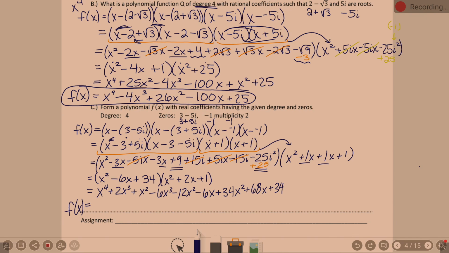Okay, what do we have here? X to the fourth stands alone. 2x cubed minus 6x cubed. 2 minus 6 is going to be minus 4x cubed. X squared, x squared minus 12x squared plus 34x squared. 1 minus 12 is negative 11 plus 34 should be 23x squared. Minus 6x plus 68x, so plus 62x plus 34.